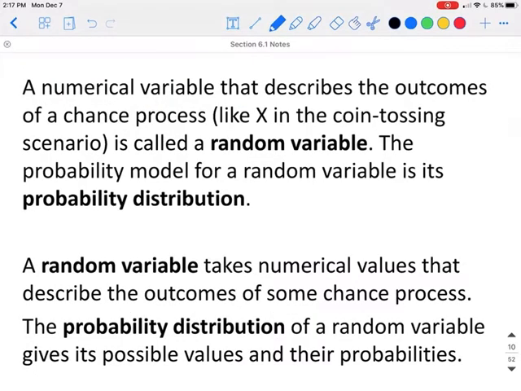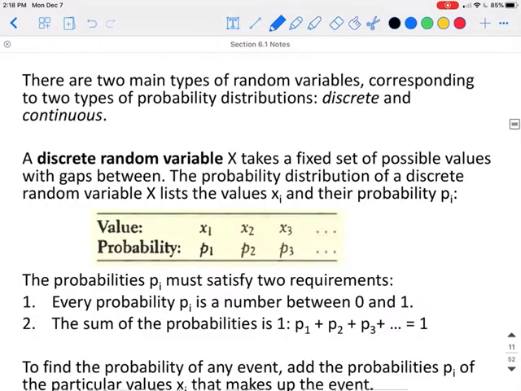So let's summarize everything we've looked at so far. A numerical variable that describes the outcomes of a chance process, such as x in that coin toss scenario, is called a random variable. The probability model for a random variable is its probability distribution. A random variable takes numerical values that describe the outcomes of the possible chance process. So our random variable in the last case was either 0, 1, 2, or 3. The probability distribution of the random variable gives its possible values and their probabilities. So the probability that x was 0 in our case was 1 out of 8. That's in our probability distribution.